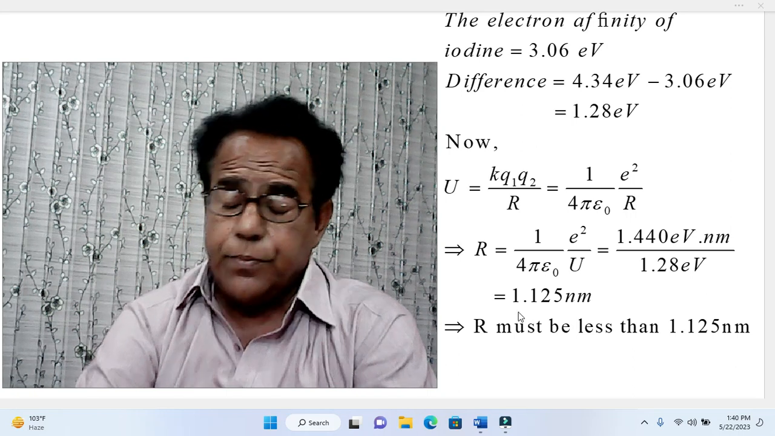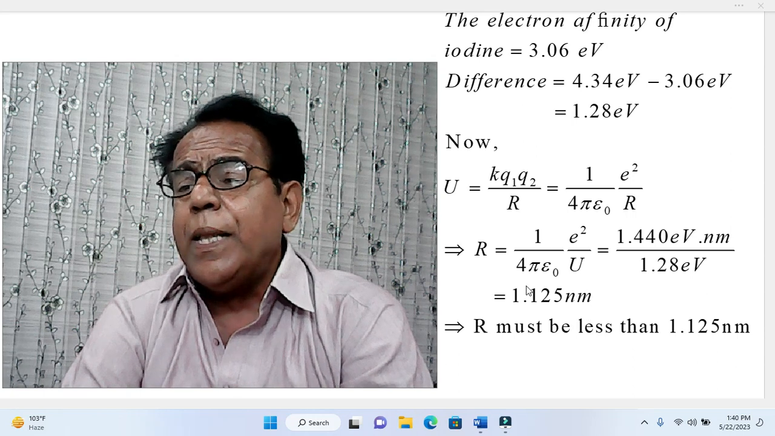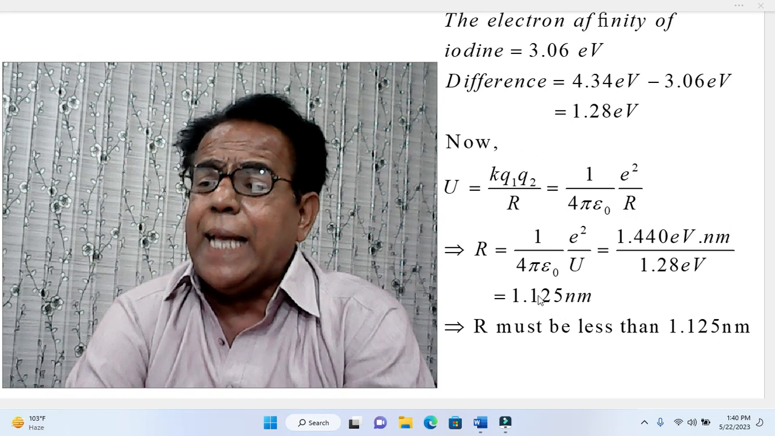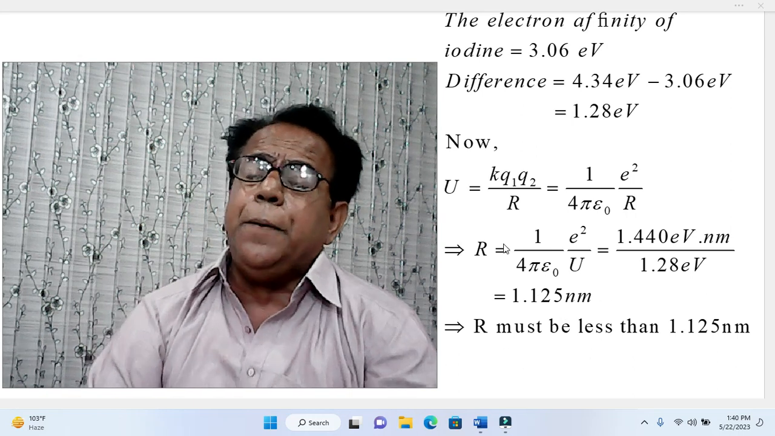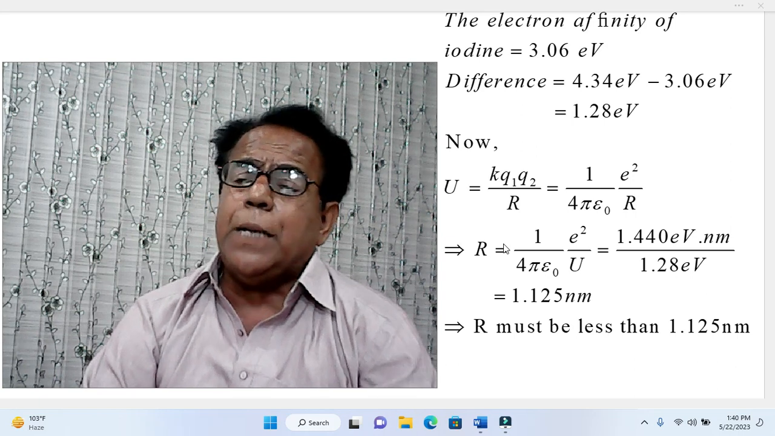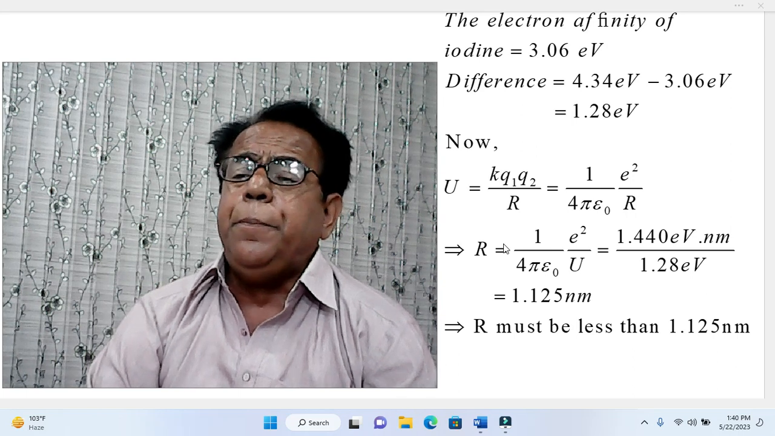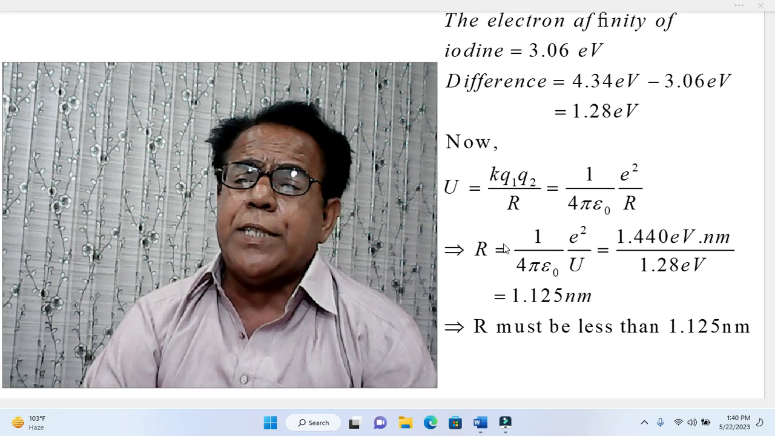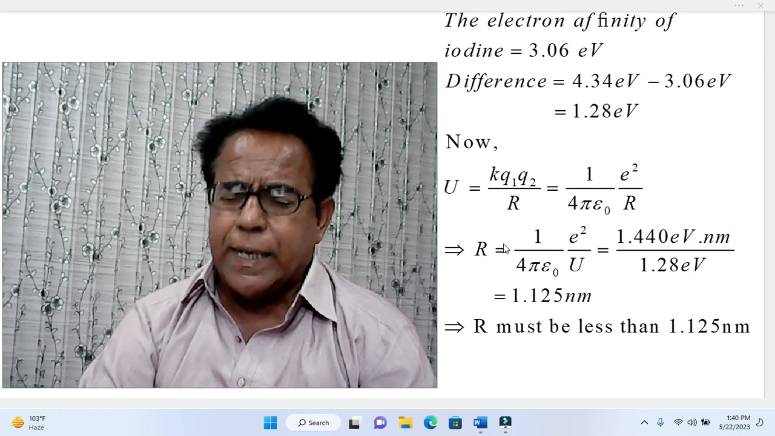We have calculated the value of R, and we know that R must be less than this. If R exceeds this value, then there is a possibility that potassium iodide will not remain a molecule. It will be converted into ions, potassium plus and iodine minus.